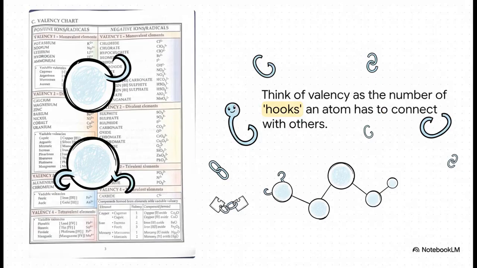Now check out this chart. The easiest way to think about valency is to imagine that every atom has a certain number of hooks it can use to connect with others. An element like sodium has 1 extra electron it's dying to give away. That's its 1 hook, which gives it a positive charge. On the other hand, an element like chlorine is missing 1, so it really wants to grab 1. That's its hook, giving it a negative charge. This chart is basically our grammar guide.